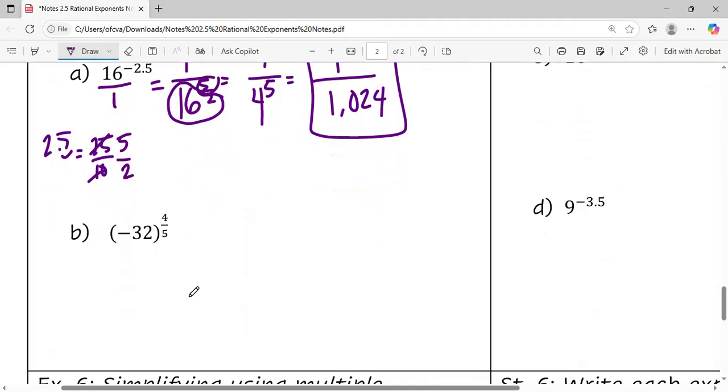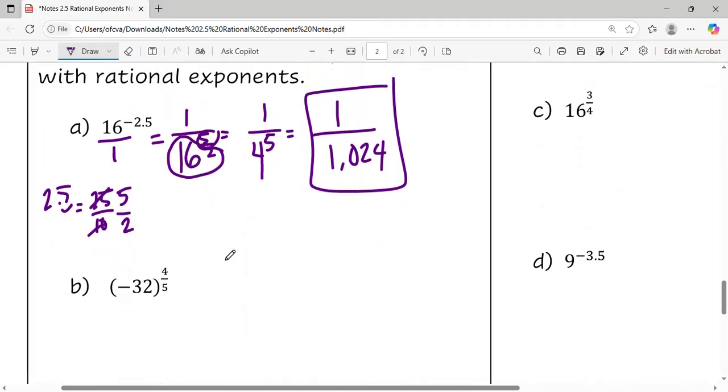So this one, negative 32 to the 4/5 power. There's nothing we have to flip here. So be careful because some of you see a negative and immediately you flip stuff. The base can be negative. What cannot be negative is your power. So this doesn't require any reciprocals here. This is a negative base, not a negative power. So you're good here. So think about the 5th root of negative 32.